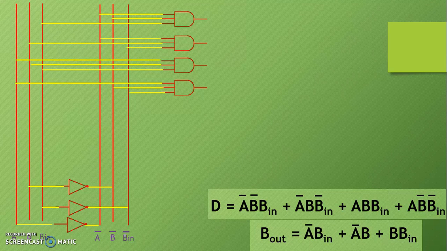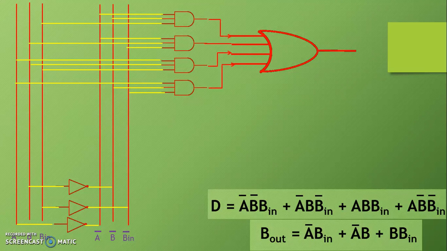Now because it is SOP form of Boolean function, at the end stage we have to use one OR gate to add all the product terms. So output of each AND gate we give as an input to the OR gate, and at the output of the OR gate we have a difference, that is our final difference D.